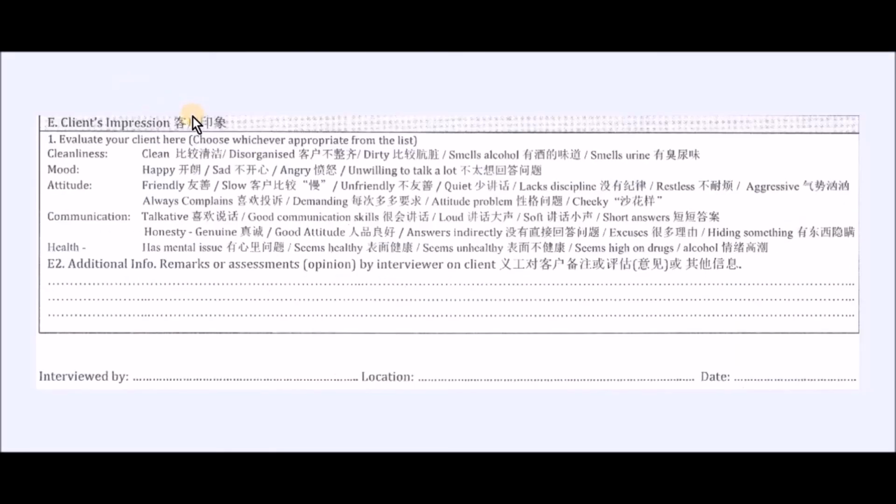Finally, section E, the client's impression section. The interviewer is required to evaluate their clients based on their observation here. Please circle the correct statement regarding the client based on your observation. Any additional info, remarks, or other observation about the client can be written here. It is advisable to fill in this section after the client has left to prevent any conflict with the client. Lastly, the interviewer is required to write their name here and the location of the interview over here, and finally the date here.